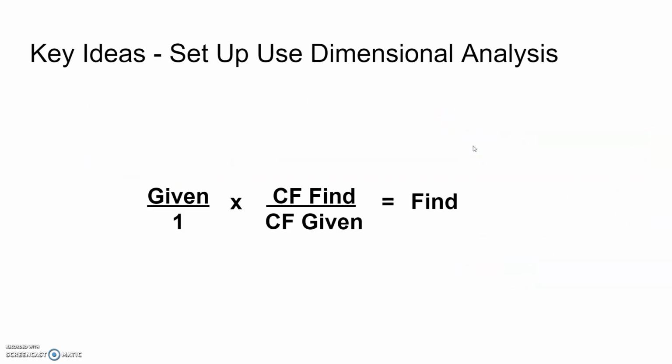Now we're going to look at the setup that we typically use for a stoichiometry problem, and that setup is dimensional analysis. There are a couple of key ideas with dimensional analysis. You always start by writing whatever your given is over 1. You write it over 1 just to make it into a fraction. That just makes the math easier, and that's what's shown here.